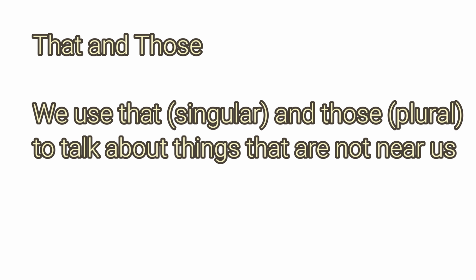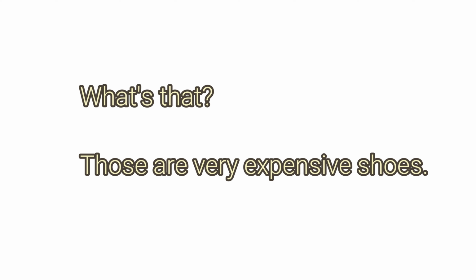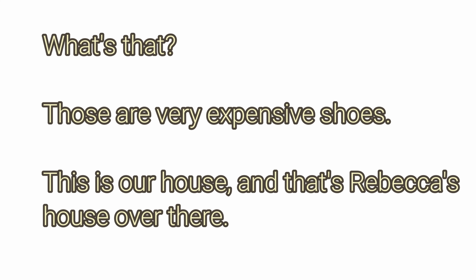Now that and those, how and when to use them. When someone or something is very far, we use that and those. We use that, which is singular, and those, which is plural, to talk about things that are not near us. Let's understand with examples. What's that? Or, those are my expensive shoes. This is our house. And that's Rebecca's house over there. So this is how we use these words, that and those.